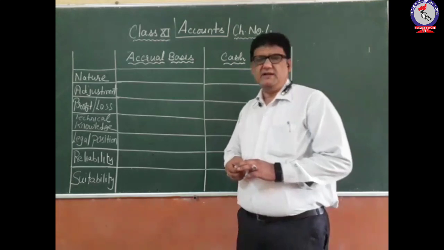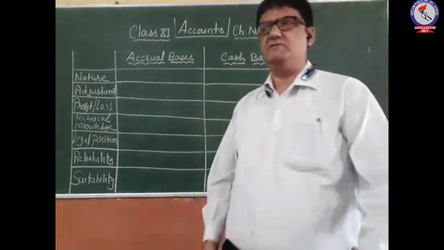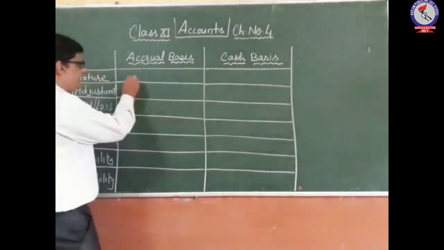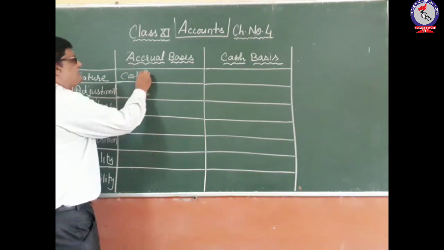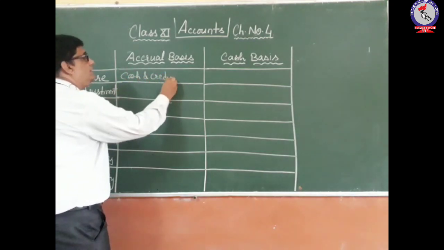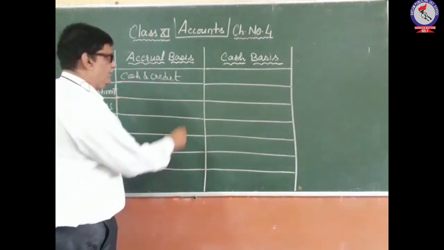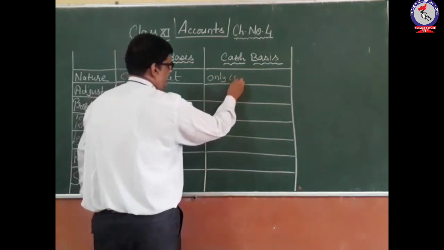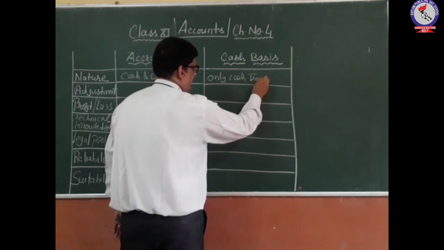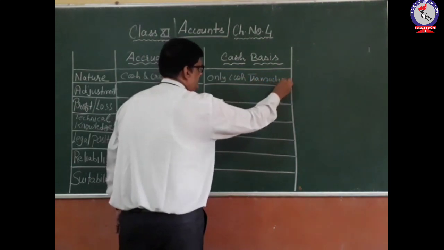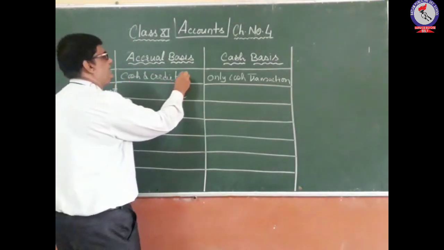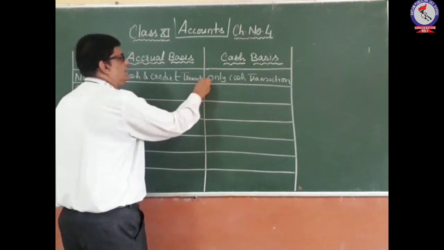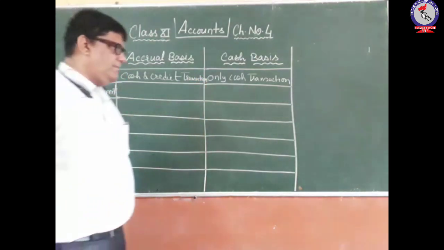When we talk about the nature of transaction of this form of basis of accounting, in the accrual basis of accounting, both cash and credit transactions are recorded. But in the cash basis of accounting, we record only cash transactions, whereas here cash and credit both transactions are recorded. Then comes adjustment.